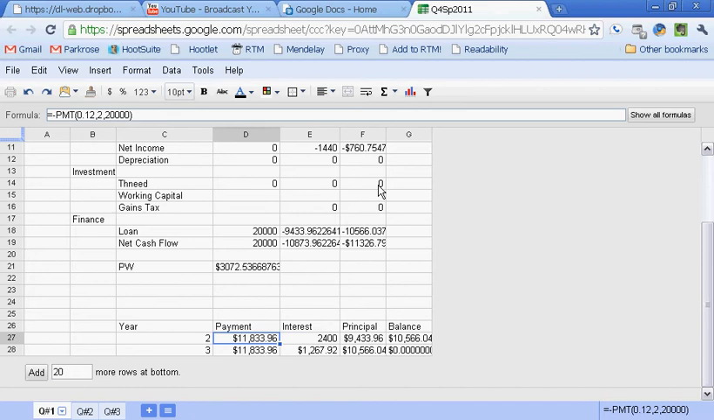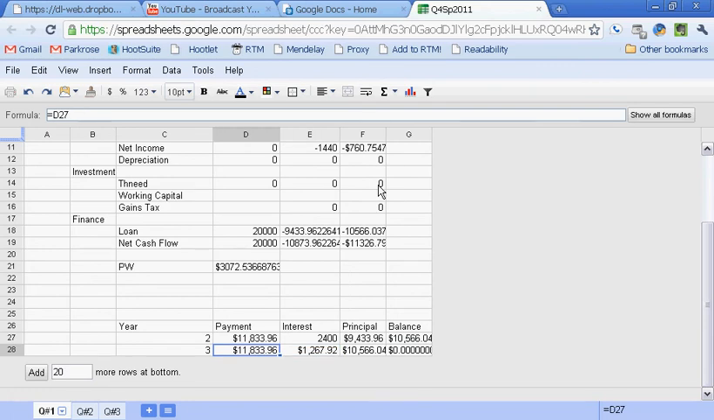So out of the $11,833.96 payment, $2,400 of that is interest. And that leaves the balance as your principal payment. So with that first payment of $11,833, $9,433.96 of it is a principal payment. So you take that $20,000, subtract off that principal payment, and after you're done with your first payment, you owe $10,566. Move down to the next year.